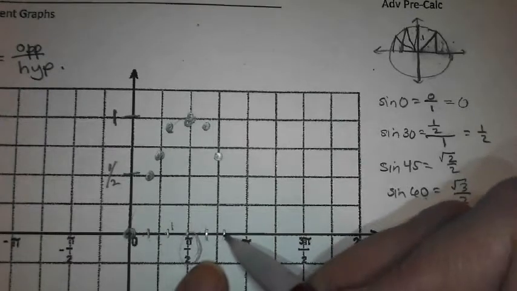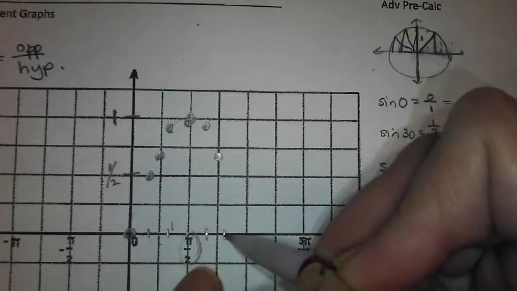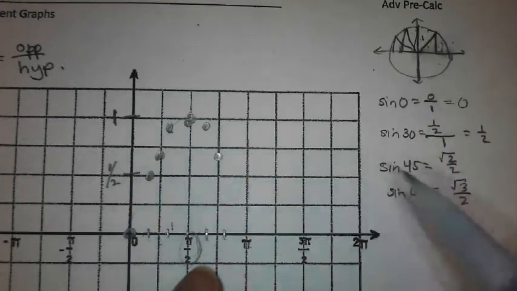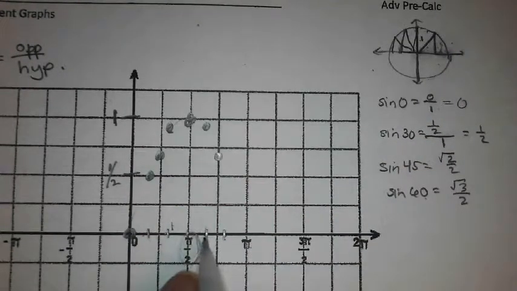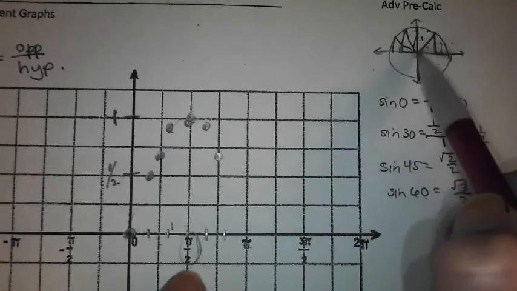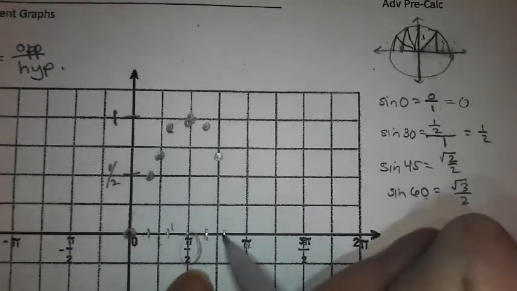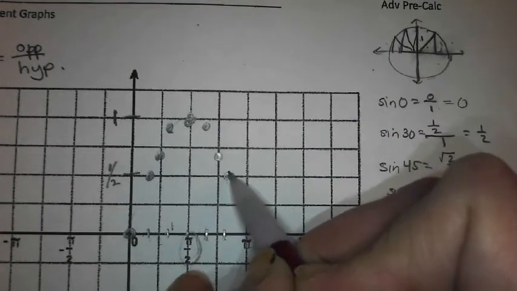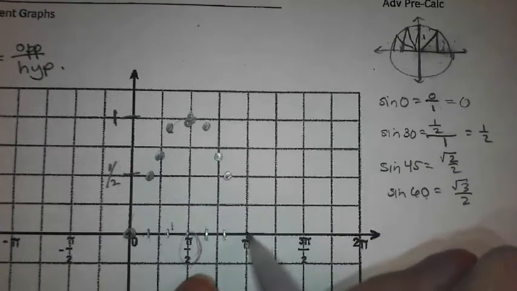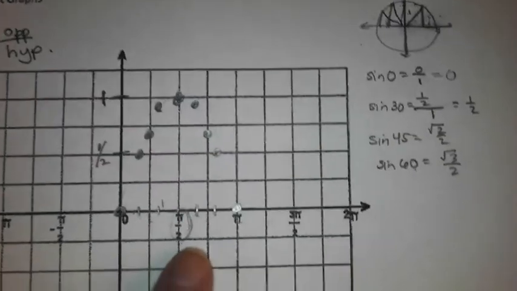Then 2 pi over 3, 2 pi over, wait, no, I'm not right on that. 2 pi over 3, 5 pi over 6. And then when we get to 6 pi over 6, we're here.